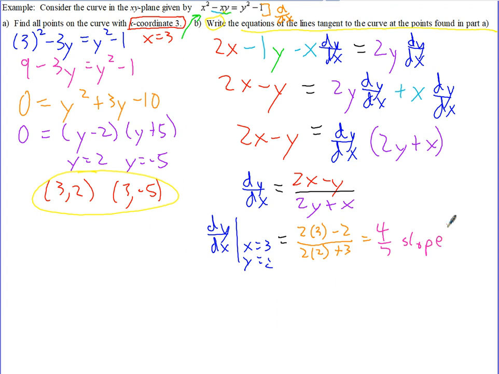So you can write this tangent line as y minus the y coordinate 2 equals 4/7, the slope, times x minus 3.